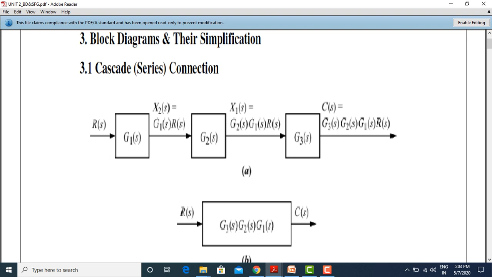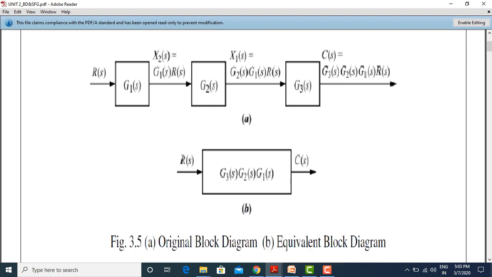How are we going to calculate X1 of S? Signals coming to this point, G2, G1 into R of S. Then how are we going to calculate C of S? G3, G2, G1 and R of S. So what will be the equivalent diagram after simplification? Just input and output, make one block and write the multiplication of the block gains, G1, G2 and G3.